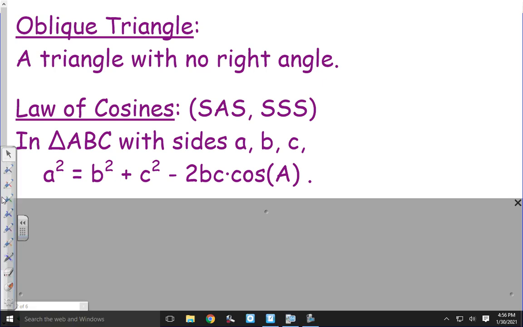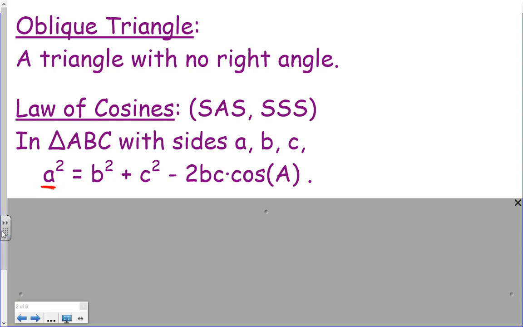Notice, when you look at this, that the side a is on the left side of the equal sign and the angle A is on the opposite side of the equation. So when you go to set this up, the key is to consider what angle you're looking for, and the side has to be opposite of that, or given the side that you're looking for, you have to have the angle that corresponds to that side on the other side of this equation.